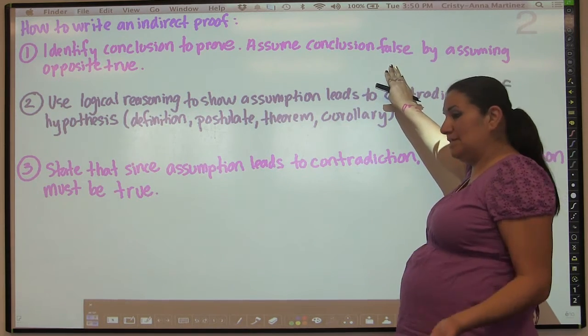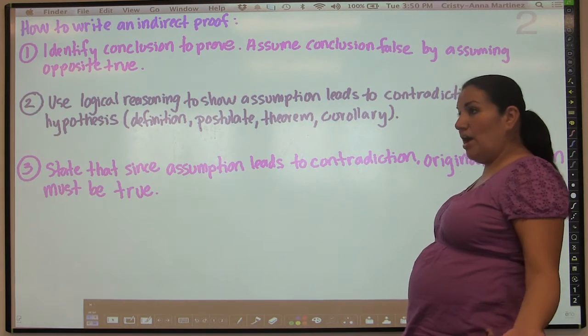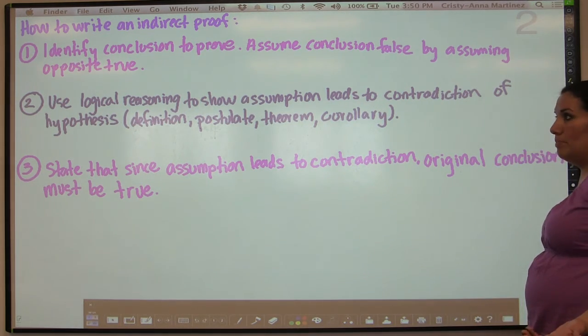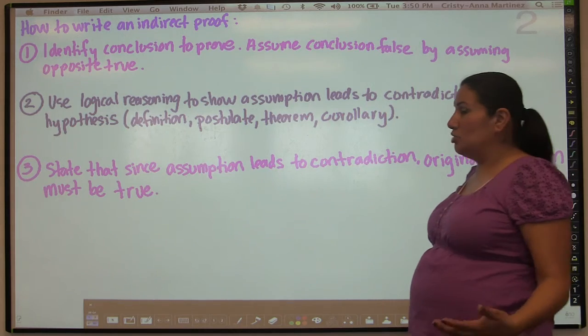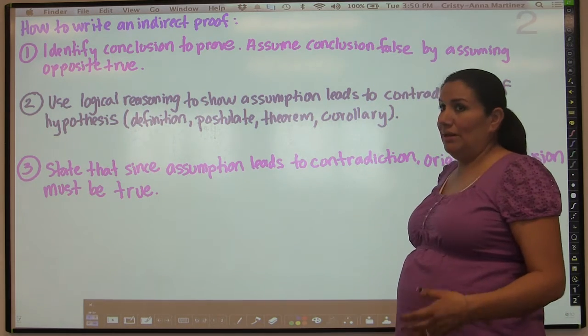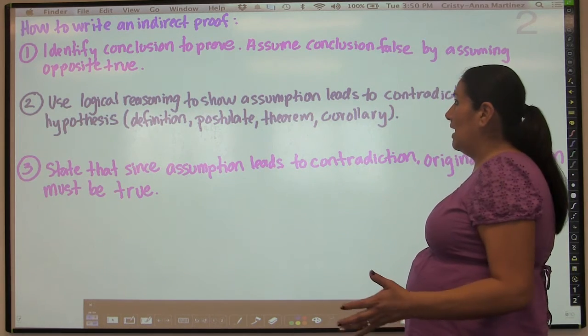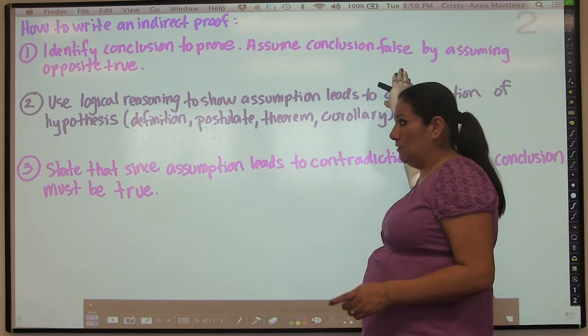For example, if it says x is greater than 5, then you would start by assuming that x is not greater than 5, so it would be less than or equal to 5. Something like that. So you assume that it's false. That's the first thing you do.